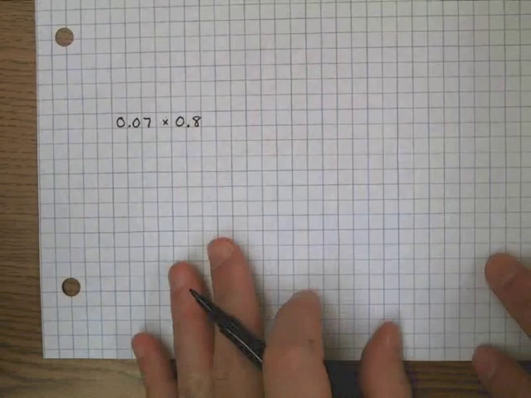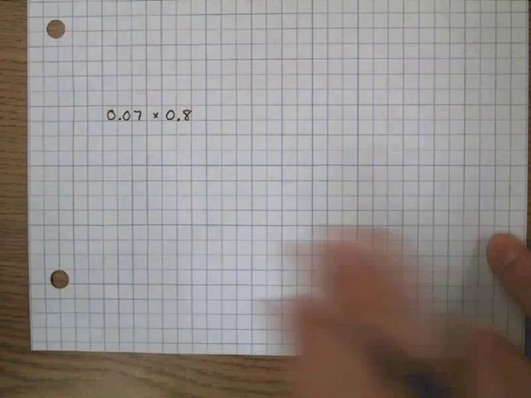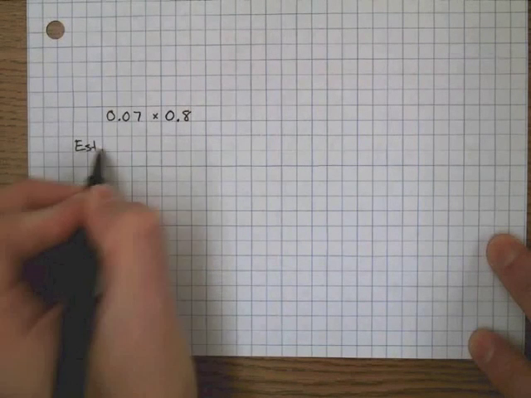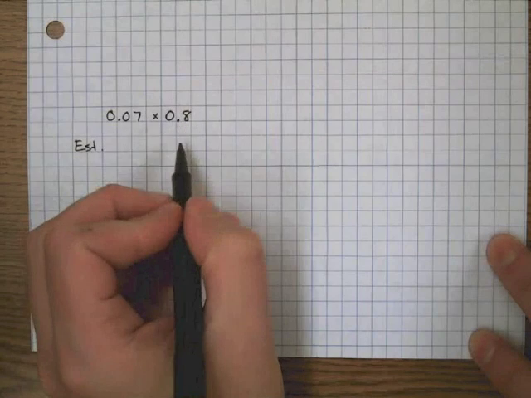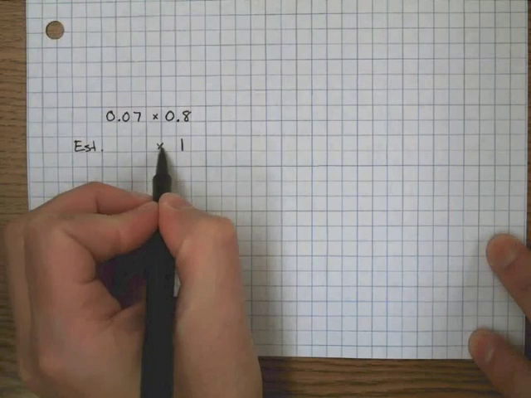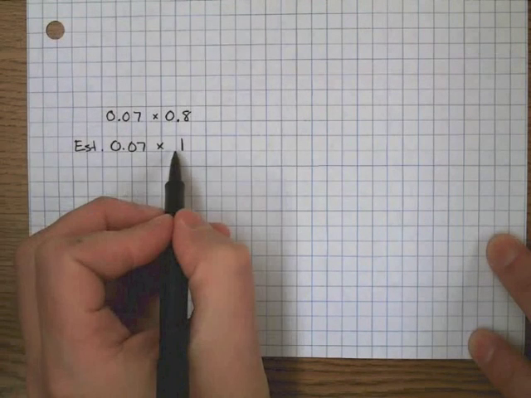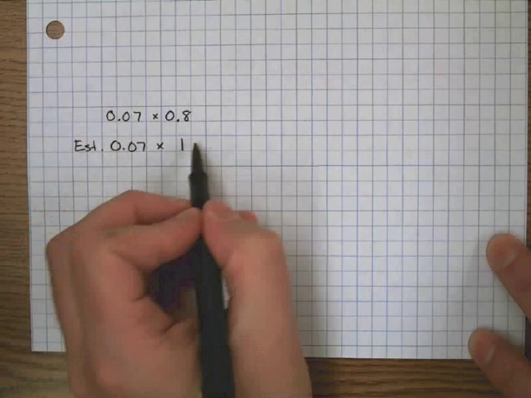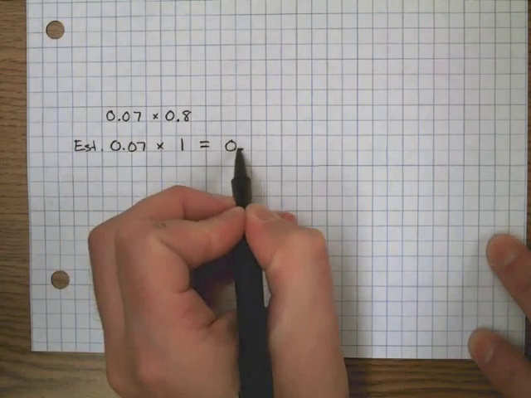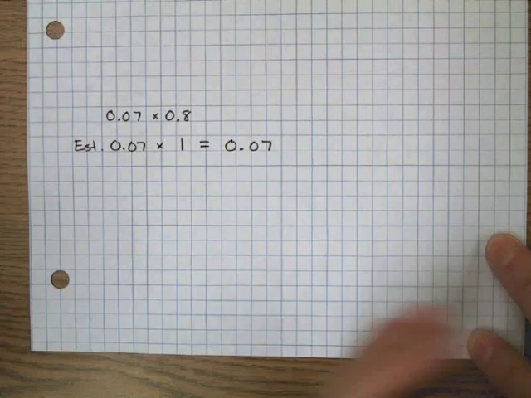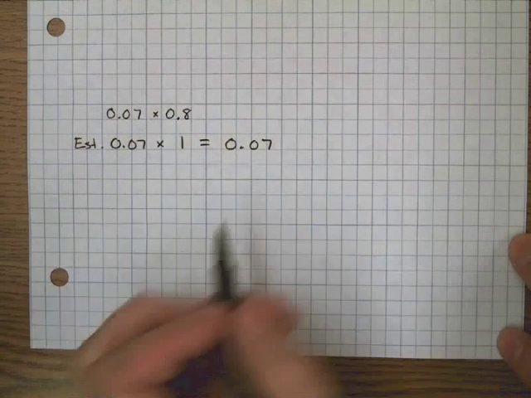Let's take a look at another one. Here we have 7 hundredths multiplied by 8/10. First of all, I can think of what an estimate might be. 8/10 is awfully close to 1, and I can keep my 7 hundredths the same because anything multiplied by 1 is that number. So my estimate, whatever my solution is, should be pretty close to 7 hundredths. Let's find an exact solution now.